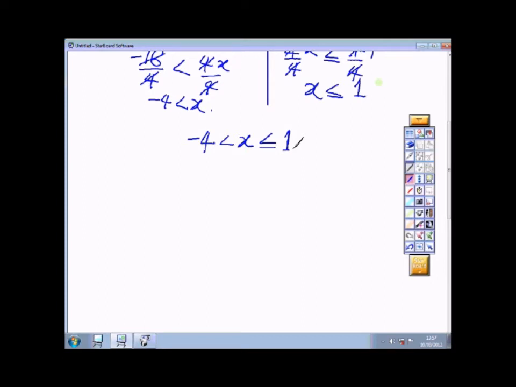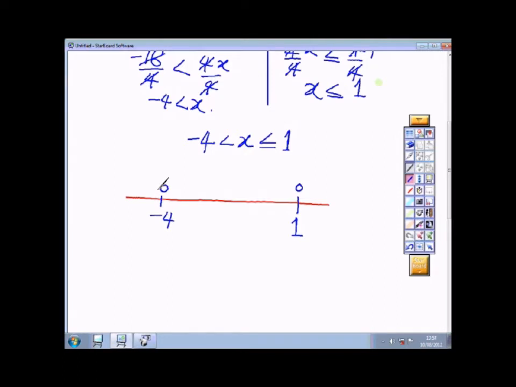So here we have the horizontal line drawn like this, and we have on the left minus 4, and on the right positive 1. Now we draw a small o on top of each of these two boundary values.